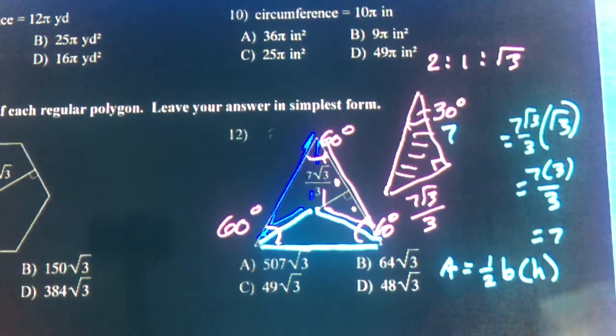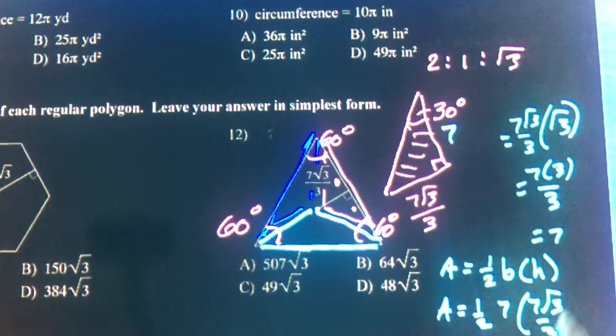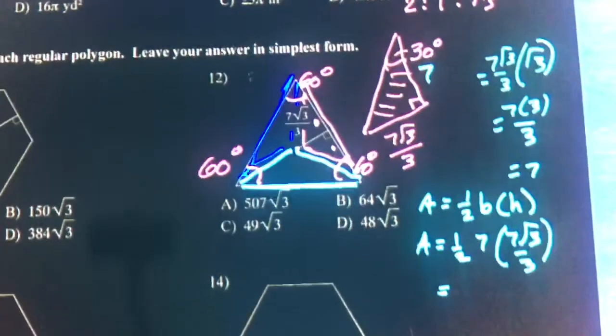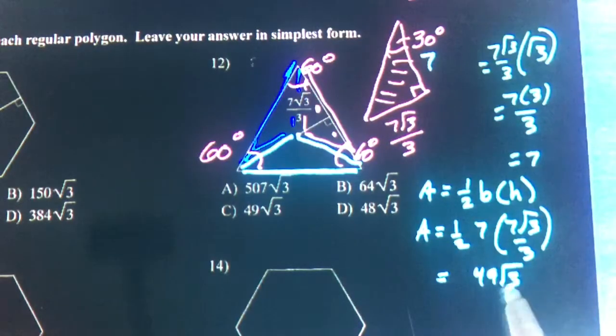Moon album. So area equals 1/2 base times height, and let's put the numbers in. Area equals 1/2 base, which is 7, times height, 7 root 3 over 3. That's equal to, let's see, go ahead and put that up a little bit, equal to 49 root 3 over 6.